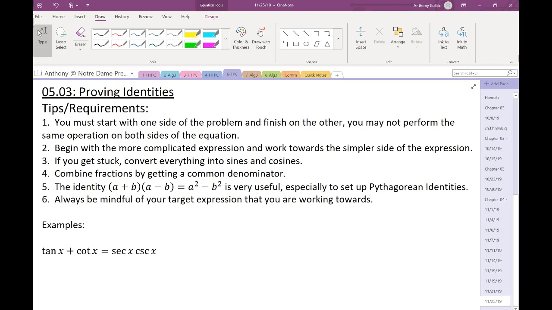If you get stuck and you're unsure what to do, you can convert everything into sines and cosines. That's usually helpful. If you have to combine fractions, you need to remember to get a common denominator.